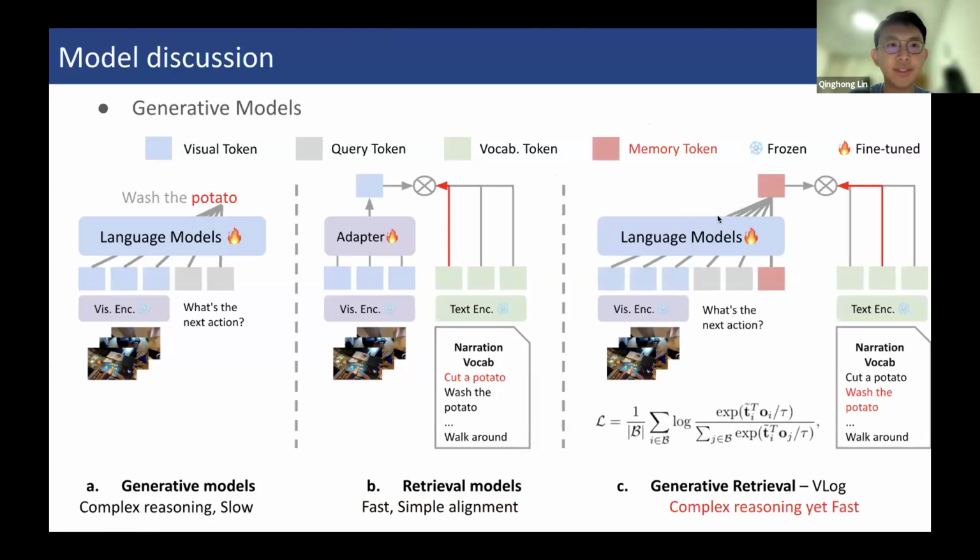Based on the generative model, we introduce a new memory token. It follows the previous inputs, and after the language model projection, it attends to the previous observations. Later, this memory token is used for alignment. It is used to align with one of the target vocabularies in the vocabulary set, such as, based on this video and the question of what the next action is, the oracle vocabulary is washing the potato. This model is trained with a contrastive objective, so it can maintain the advantages of both the generative model and the retrieval model.